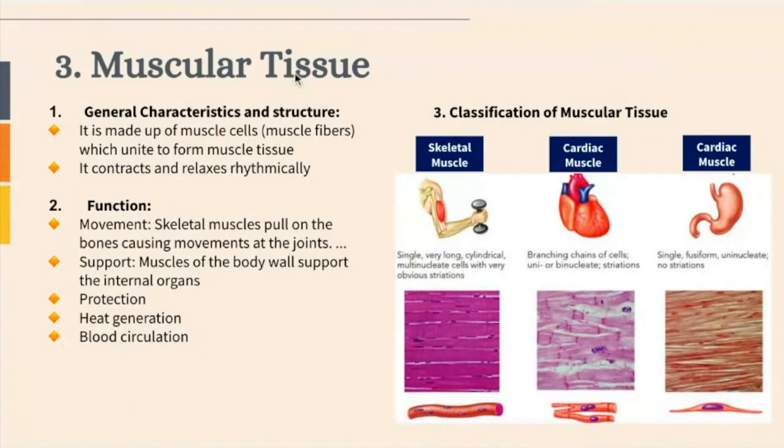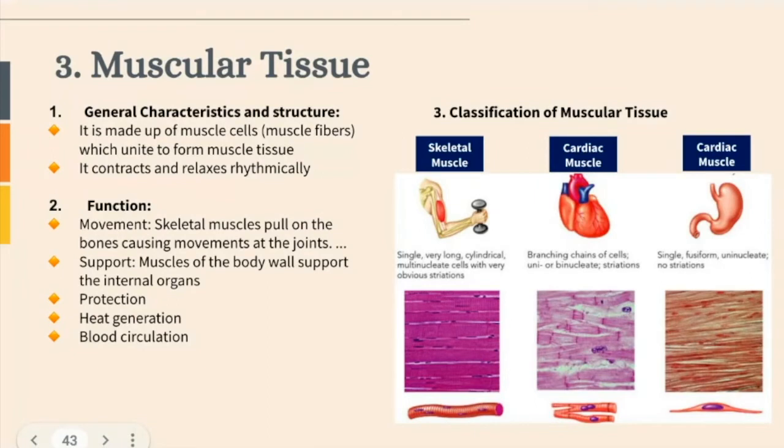Okay, muscular tissue is made up of muscle cells, which form muscle fibers and unite to form muscle tissue. So it can contract and relax dynamically, and it functions in locomotion or movement. Skeletal muscle pulls on the bone, causing movement at the joint. It also provides support and protection, heat generation, and blood circulation.